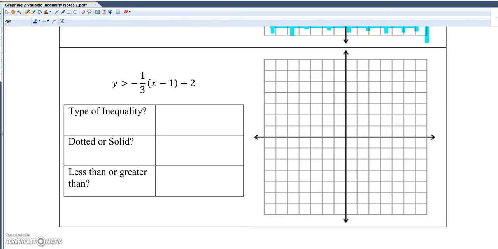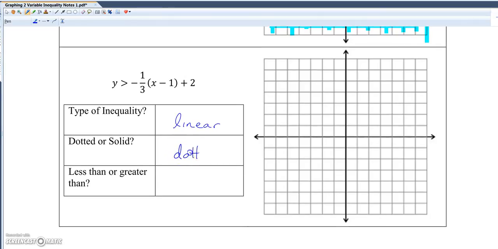The first thing that it asks you is, what type of inequality is this? When I ask you that, I want to know, is it going to be a straight line or is it going to be a V? This is a linear inequality because it will make a straight line. Is it dotted or is it solid? This will be an open circle. Therefore, we should make it a dotted line.